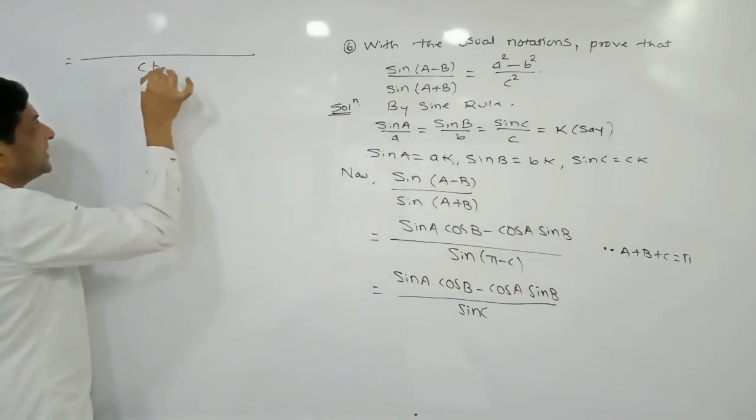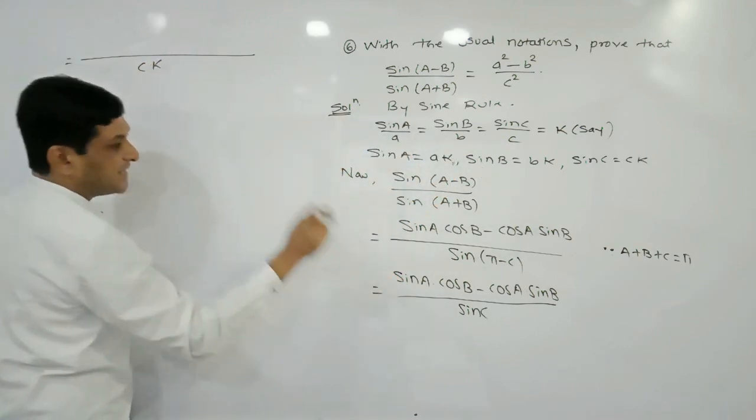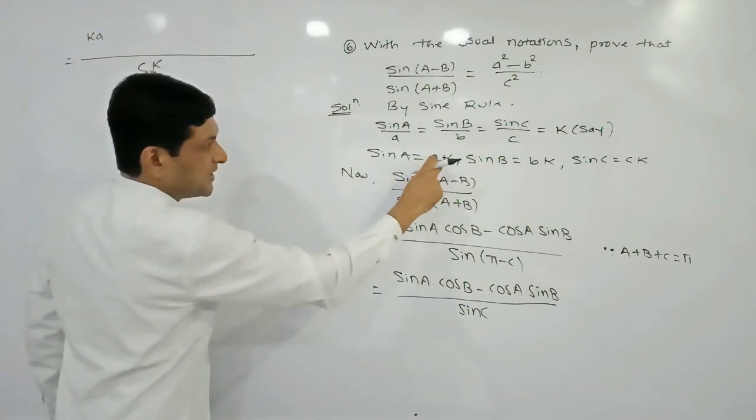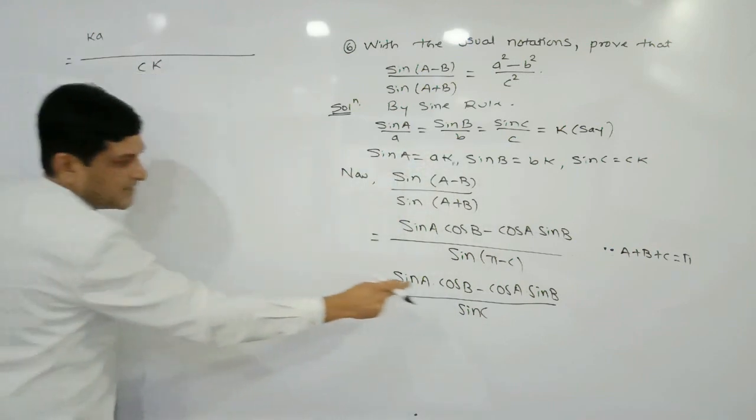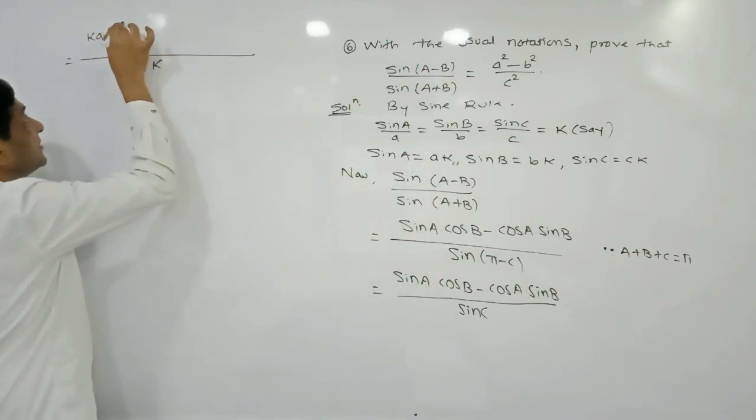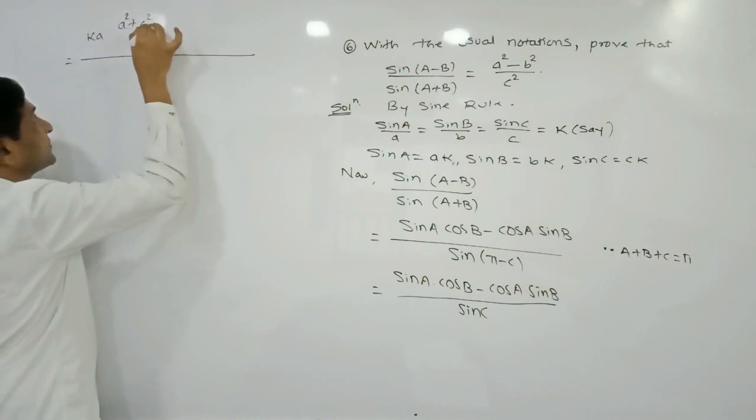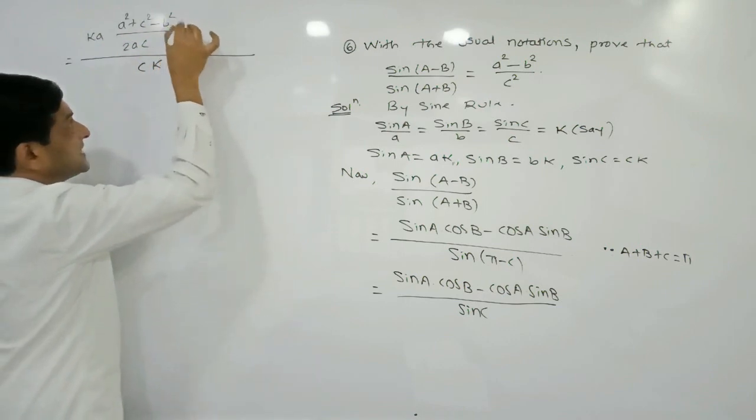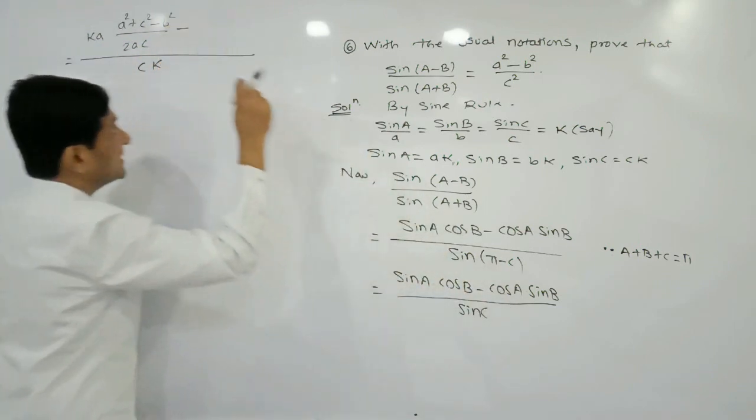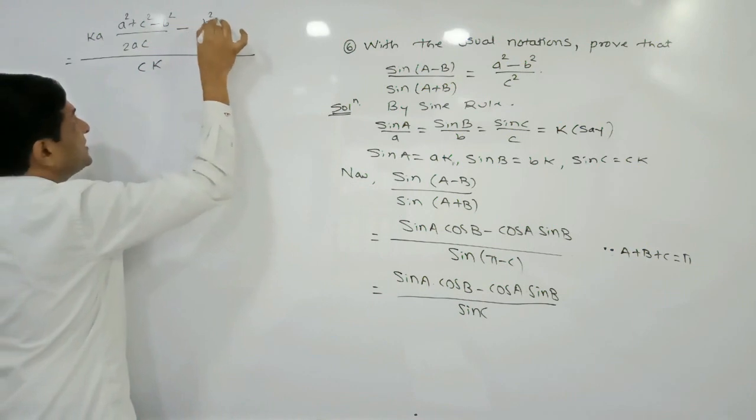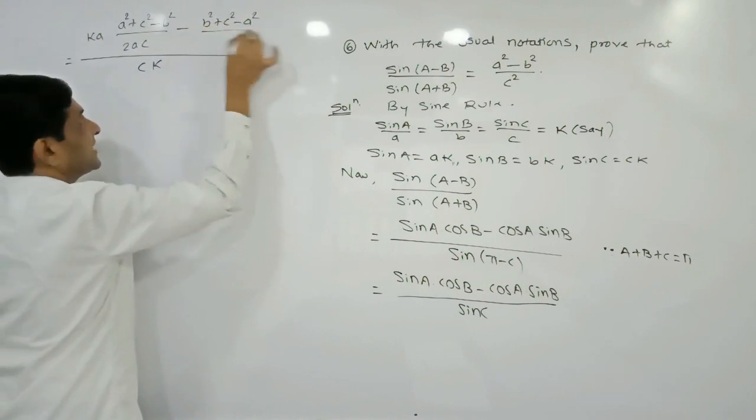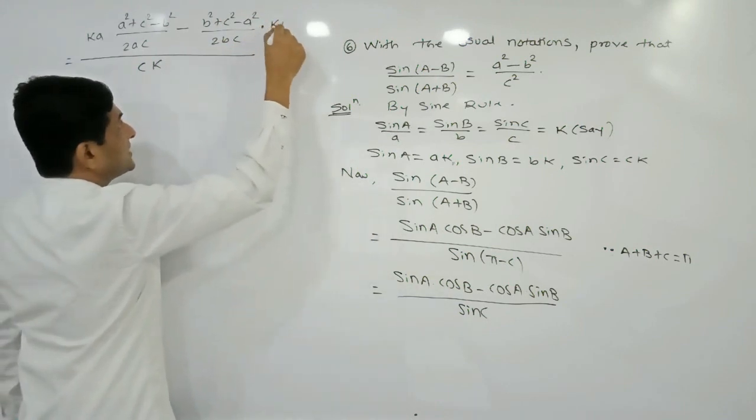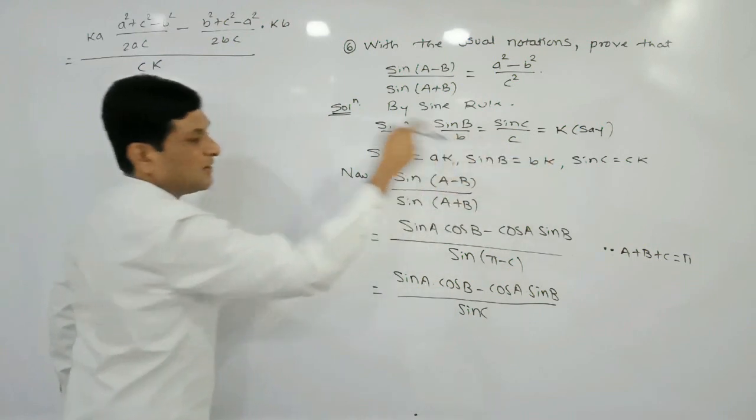Sin C is equal to ck. Observe the numerator: sin A can be replaced by ak, or we can say ka. What is the value of cos B according to the cosine rule? It is equal to a square plus c square minus b square upon 2ac. Keep the minus as it is, then we substitute the value of cos A, which according to the cosine rule is b square plus c square minus a square upon 2bc. And the last term, sin B, is equal to bk, or we can say kb.